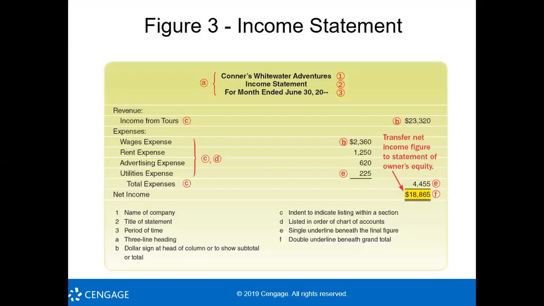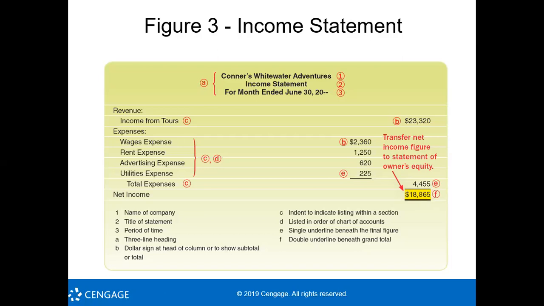All right, so here's an example of that income statement. Again, we've got revenue, in this case income from tours, 23,320. Now we list our expenses here. We've got 4 of them, so we've got total expenses of $4,455. We take 23,320 minus 4,455, which means we had a net income of 18,865.